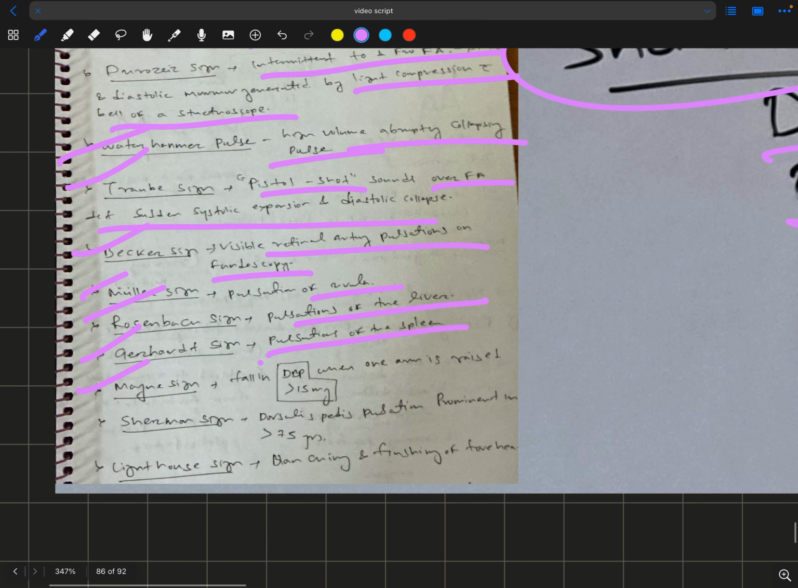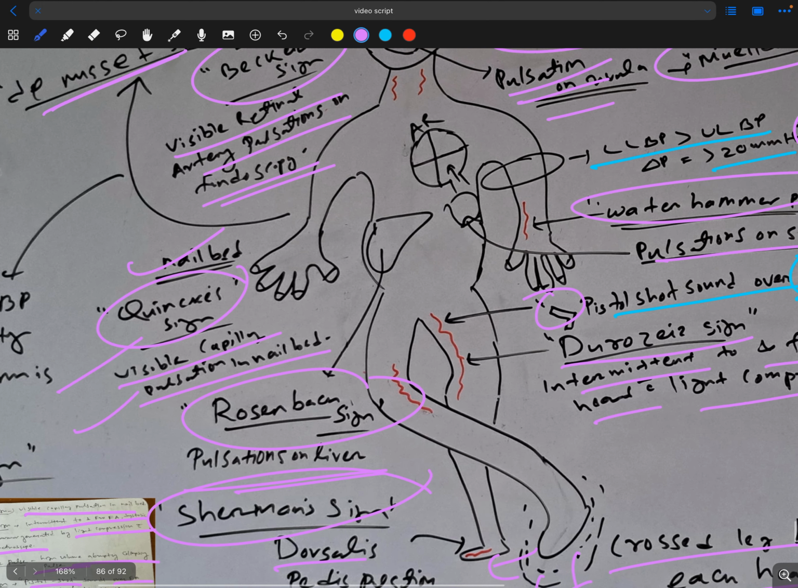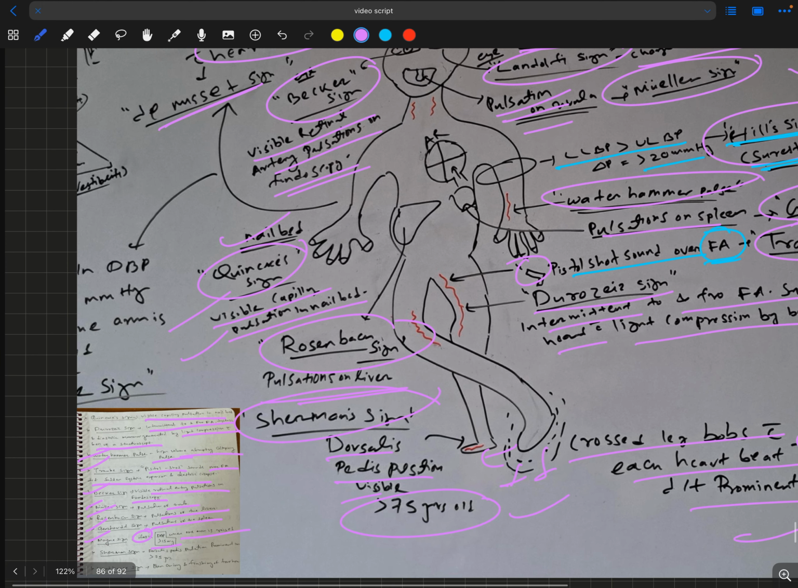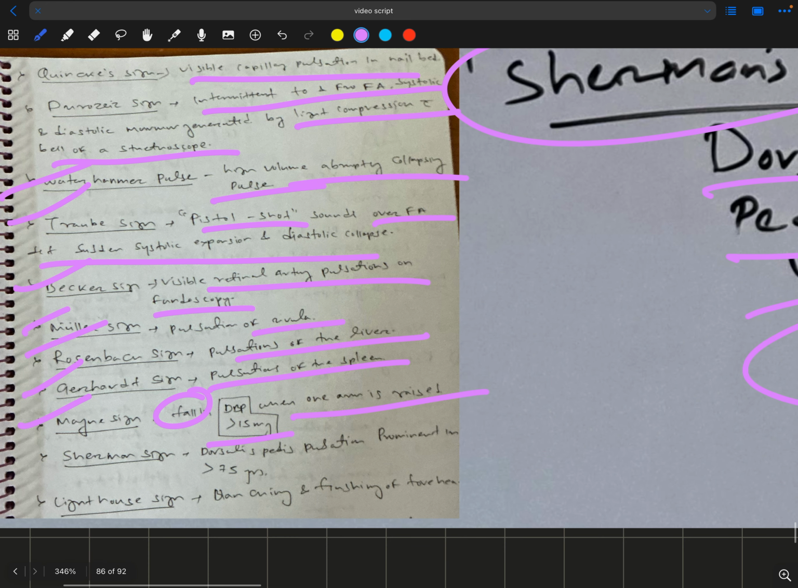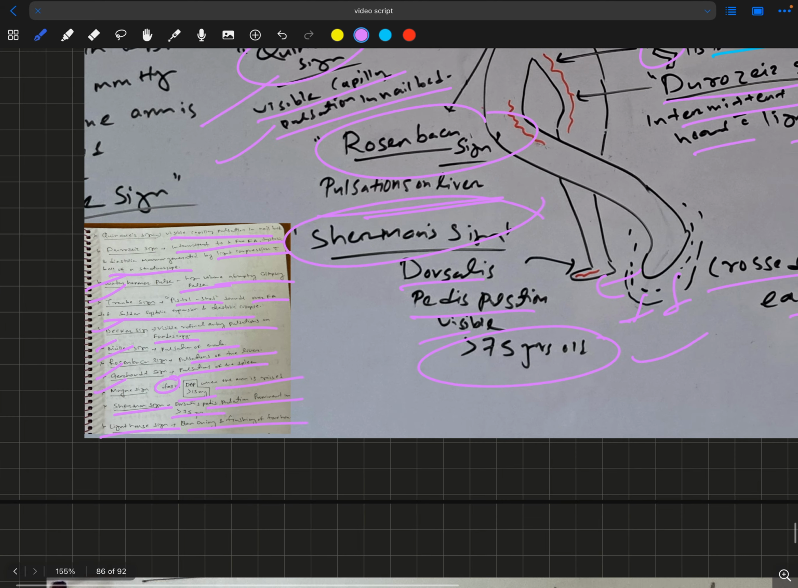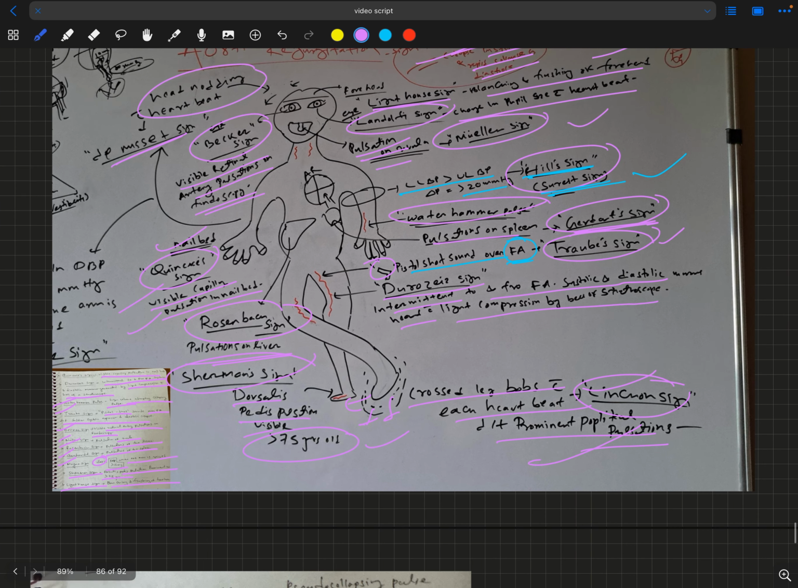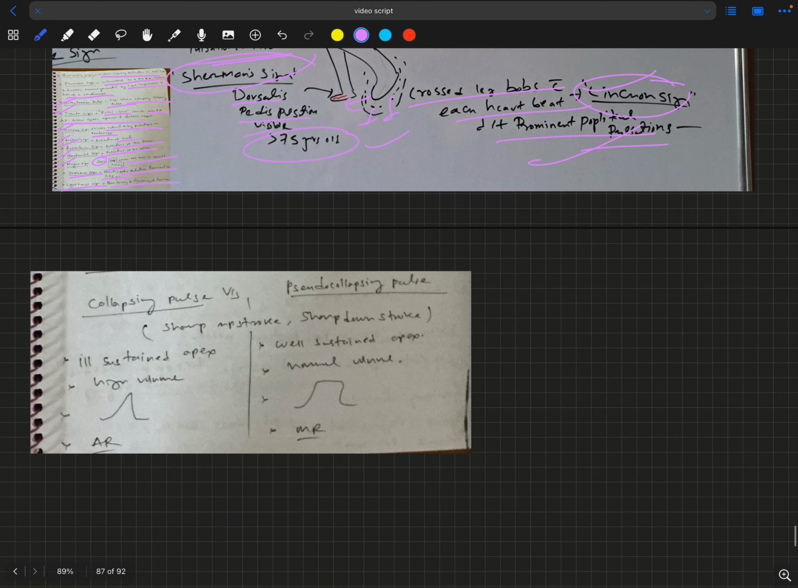Hill sign is a fall in diastolic blood pressure by more than 15 mm Hg when one arm is raised. So when one arm is raised, there will be a fall in diastolic blood pressure by more than 15 mm Hg. Sherman sign, dorsalis pedis pulsation visible in those more than 75 years. Lighthouse sign, blanching and flushing of the forehead. So these are all the signs you see in aortic regurgitation.